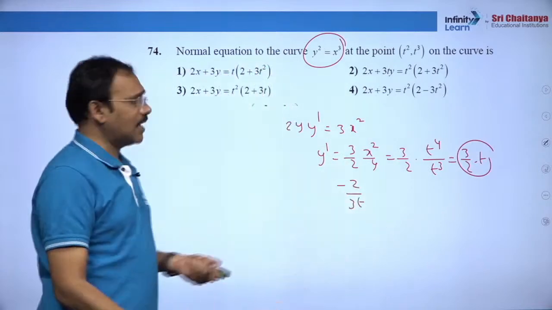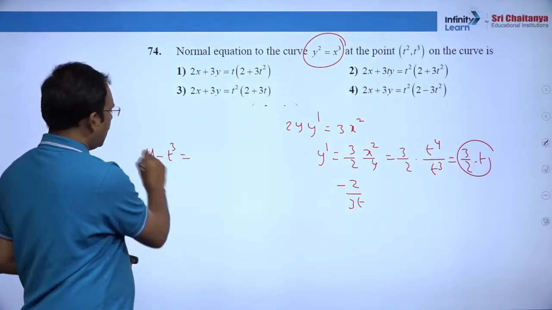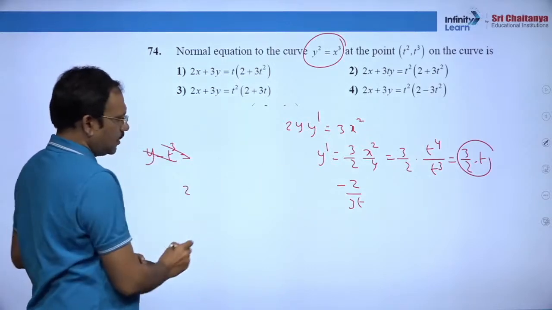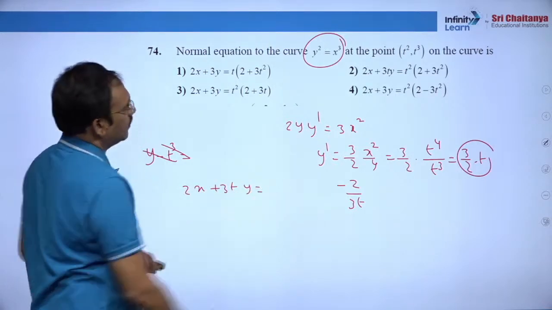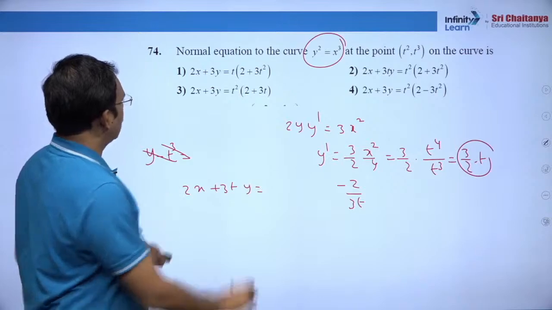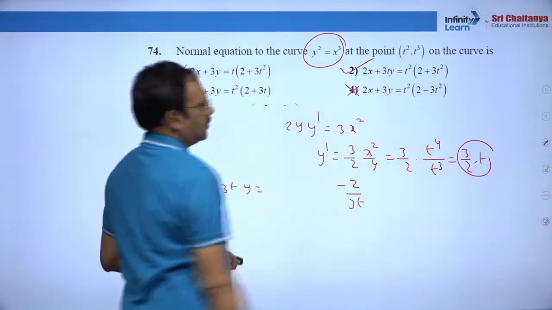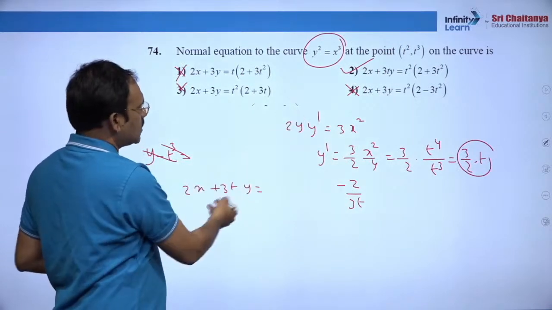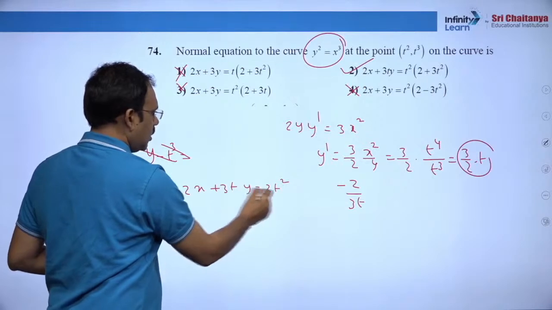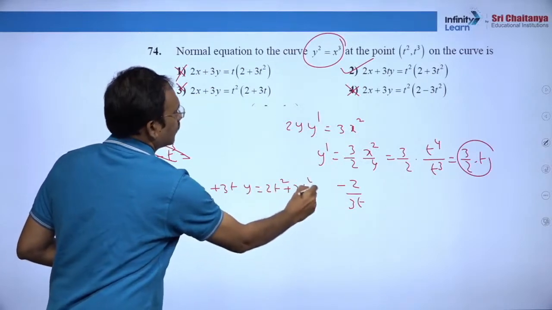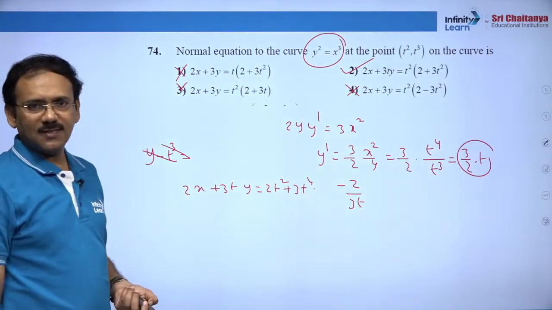Now, you can find the normal equation, y minus y1 is equal to, or else since it is the slope, you can write 2x plus 3ty is fine, 2x + 3ty. So this is not the answer, this is not the answer, this is the answer. Now, substitute (t², t³): 2t² plus, since this is t³, 3t⁴, that is all. t² into (2 + 3t²) is the answer, that is it.